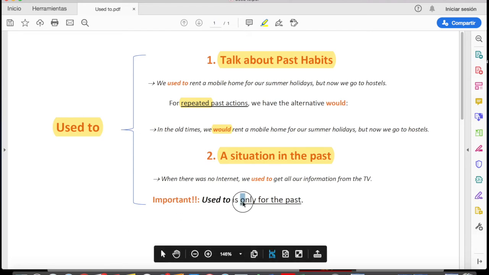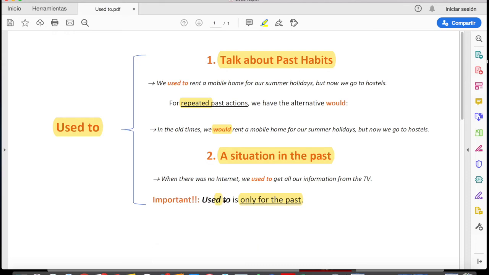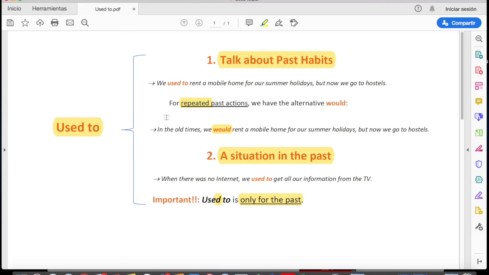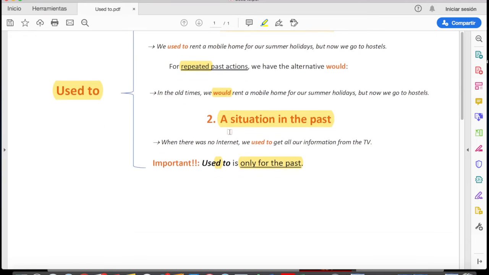Used to is only for the past. We cannot use used to for the present or the future. So always you will find that we have the used to. Okay. So this is the first one. This is the most common structure of the three we are going to see today. Okay. Used to solía or antes se hacía tal cosa. Okay. Antes se conseguía, se obtenía la información de la tele o solíamos alquilar una caravana. Okay. As a habit.